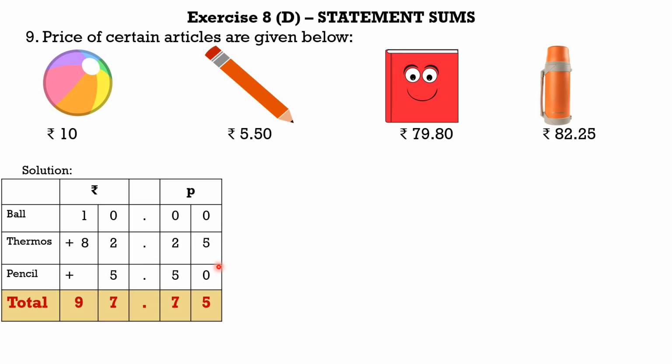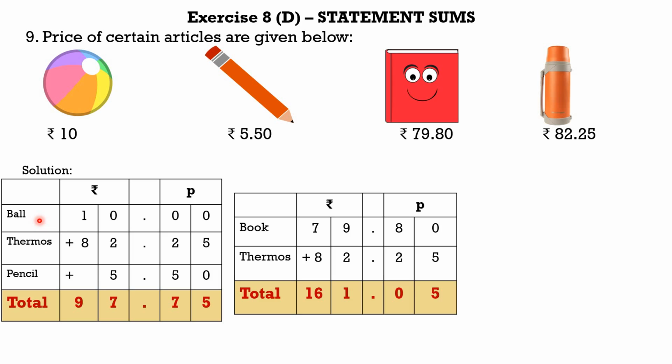0 plus 5 plus 0, 5. 0 plus 2 plus 5, 7. Bring the point down in the same way. 0 plus 2, 2. Plus 5, 7. So we write 7. 1 plus 8, 9. So the total amount is 97.75 paise for the ball, thermos and pencil. So we have solved the first part of this, that is addition of ball, thermos and pencil.